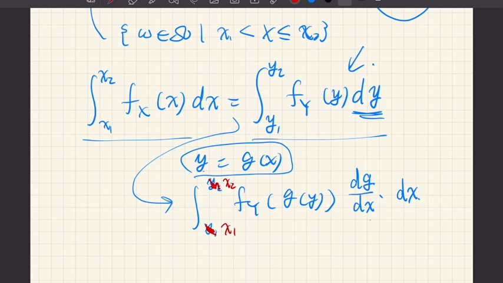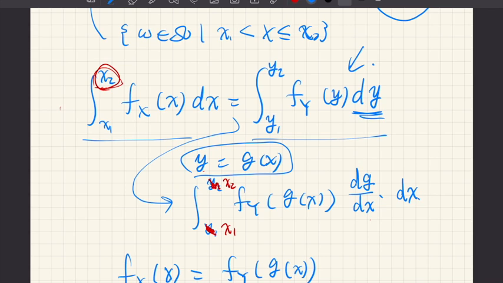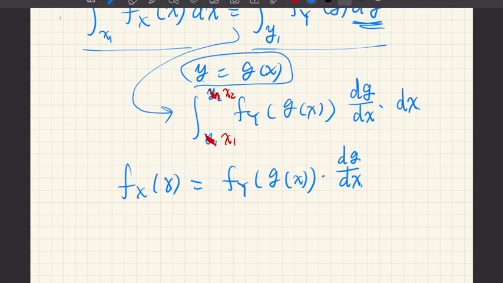Okay, so that means if we consider this x2 as actually a variable instead of a constant, and we differentiate both sides with respect to this, we have, this is just the fundamental theorem of calculus, f_x of x is equal to f_y of g of x, of course, times dg/dx. Okay. So we have this relationship.